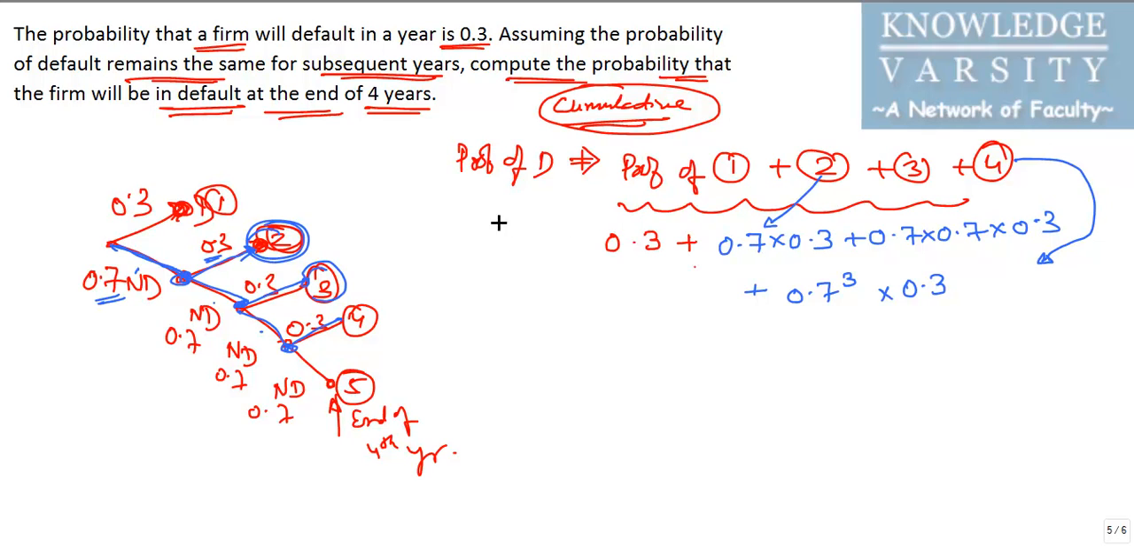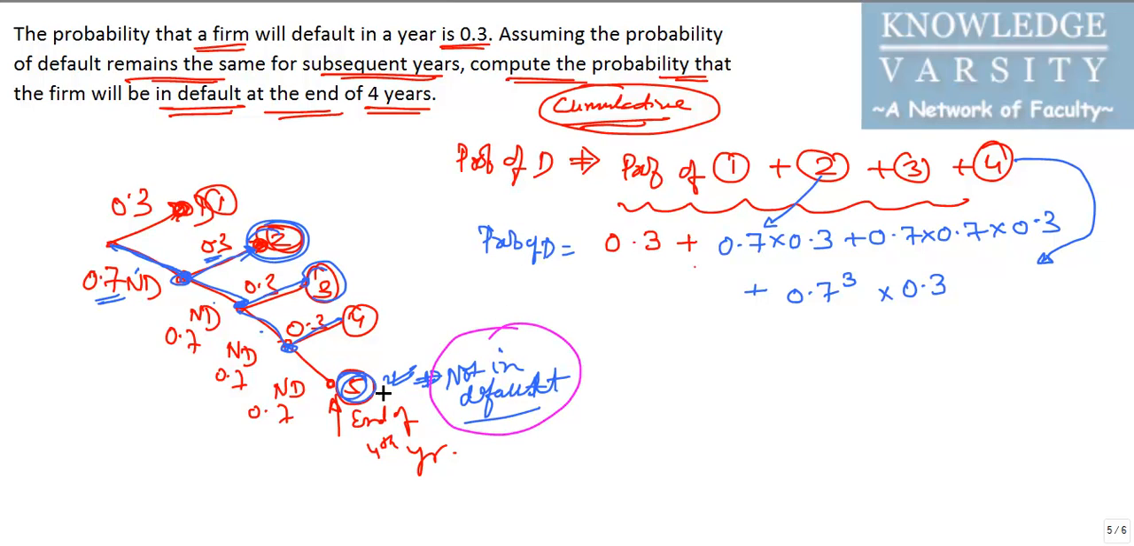So this complex calculation you have to do if you have to compute the probability of default, right? So you have to find out this and add. In an examination this will take a lot of time. What we can otherwise do is think about this node 5. The firm is not in default. So in this node 5 the firm is not in default, so that means the company is alive at node 5.